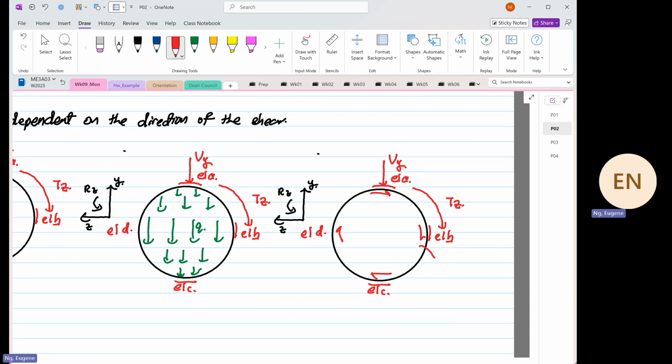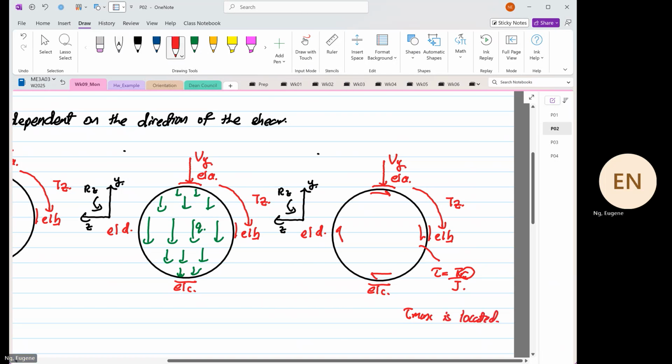And the shear stress is equal to TR over J. And I'm only drawing at the surface because the shear stress is maximum, right? Tau max is maximum, is located at where? Tau max. Okay.